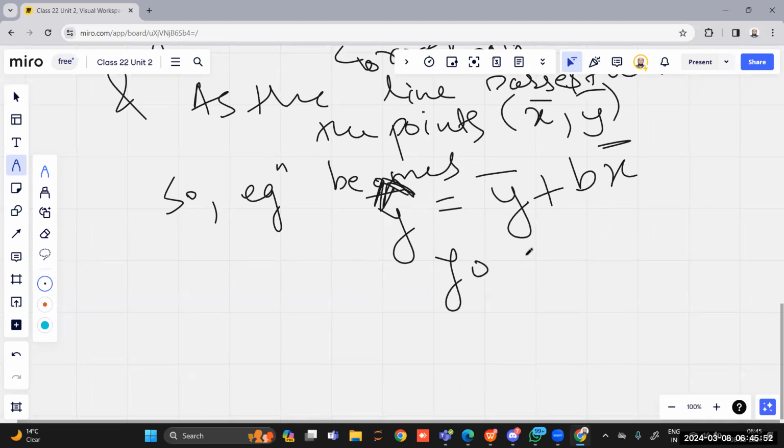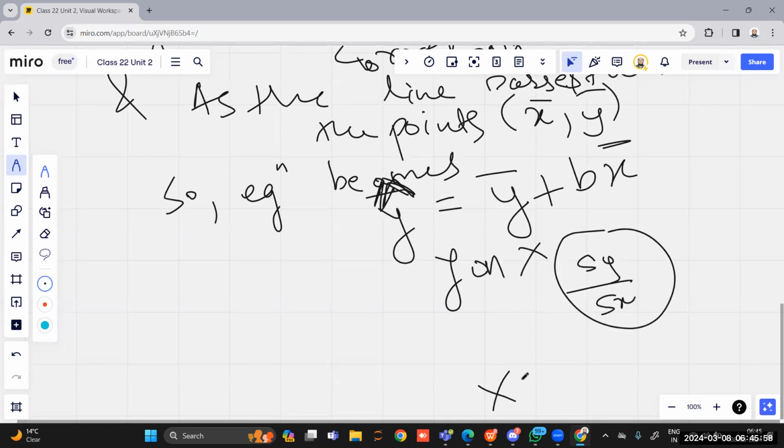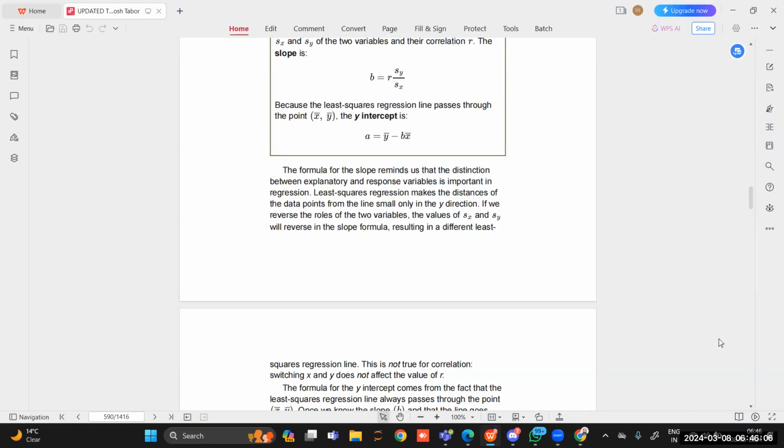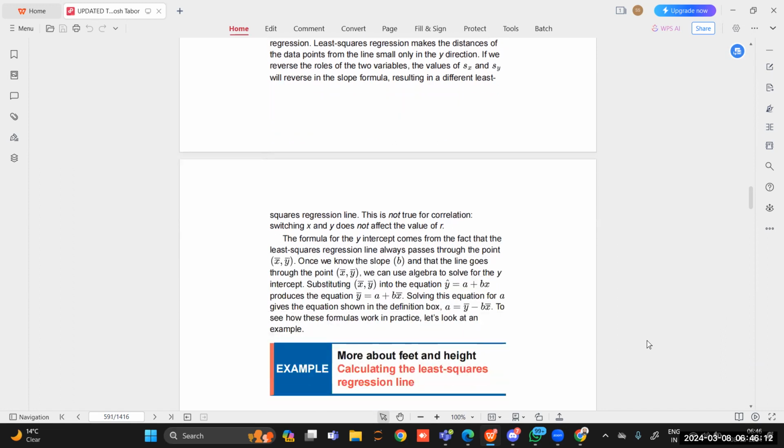And if we are looking for the regression line y on x, it will be sy upon sx. And x on y, it will just be reversed: sx upon sy. Did you get that, Zaid? Yeah, if we change the response variable, there will be a change in the formula, resulting in a different least squares regression.